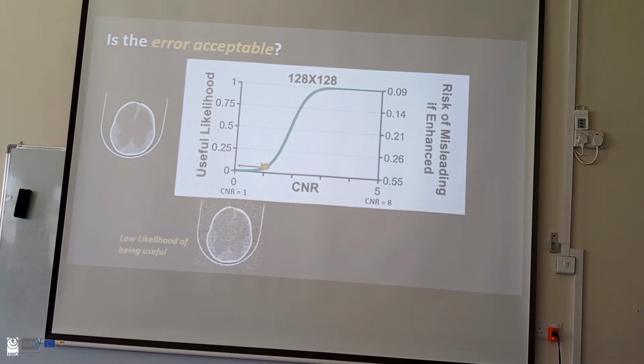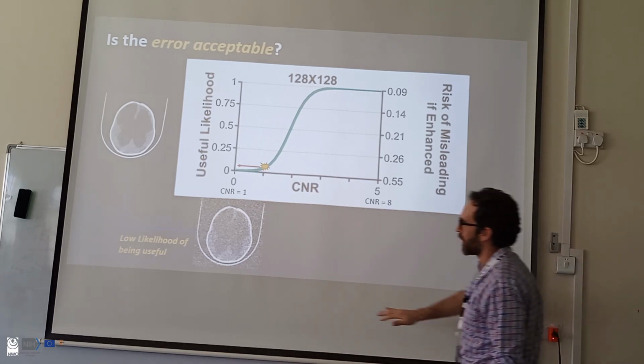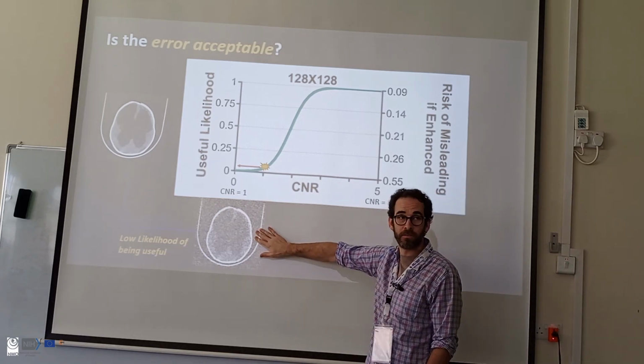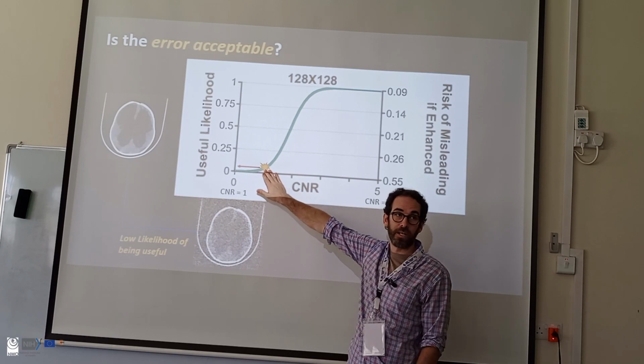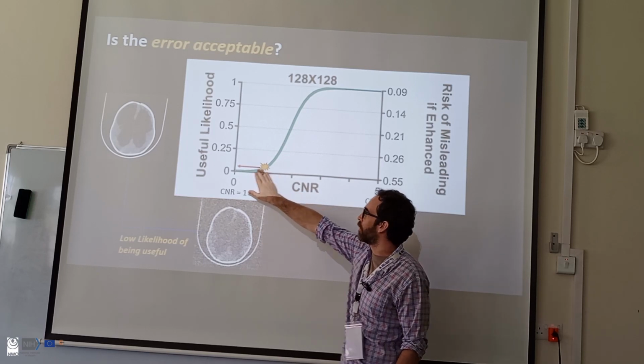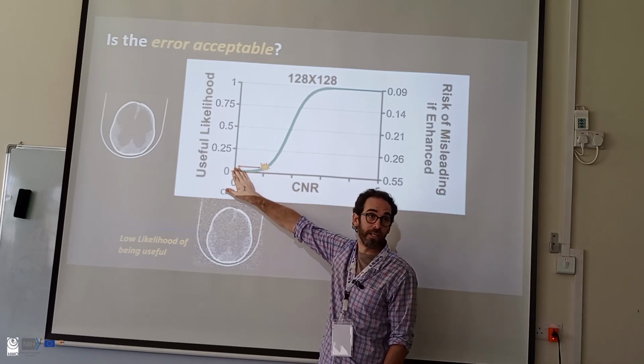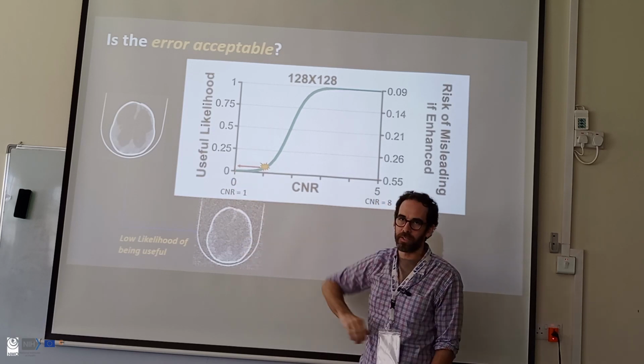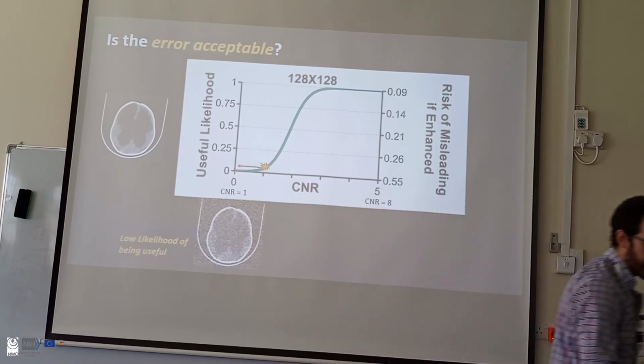If I degrade this image to, say, a contrast to noise ratio of 1, so it's going to hit the curve right here, it has a very low likelihood of being useful, right? And you can see that from the image. It's a very low quality image.